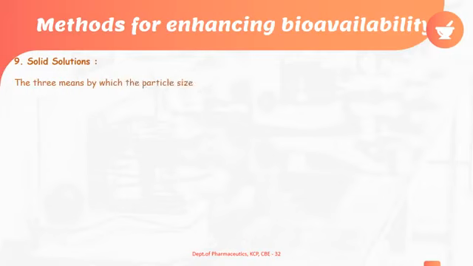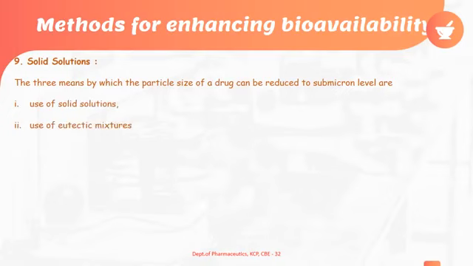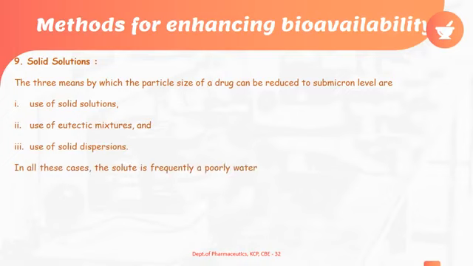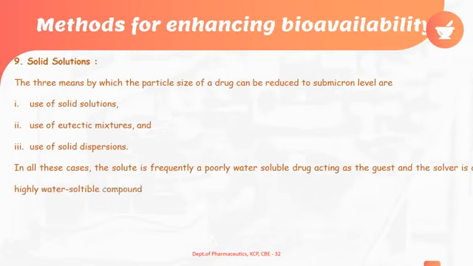The three means by which the particle size of a drug can be reduced to submicron level are the use of solid solutions, the use of eutectic mixtures, and the use of solid dispersions. In all these cases, the solute is frequently a poorly water soluble drug acting as a guest, and the solvent is a highly water soluble compound or polymer acting as a host or a carrier.